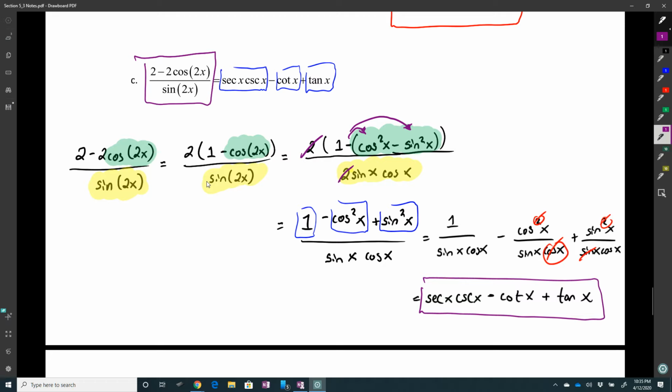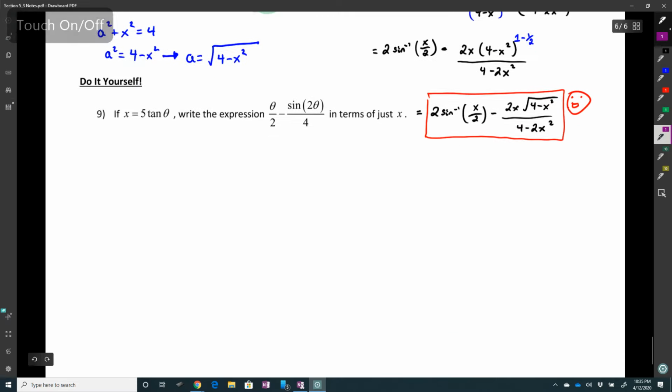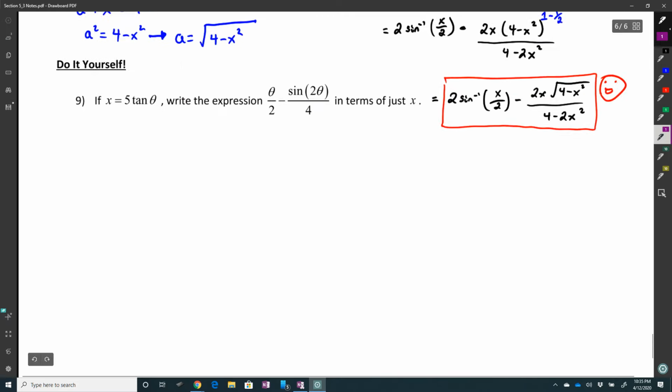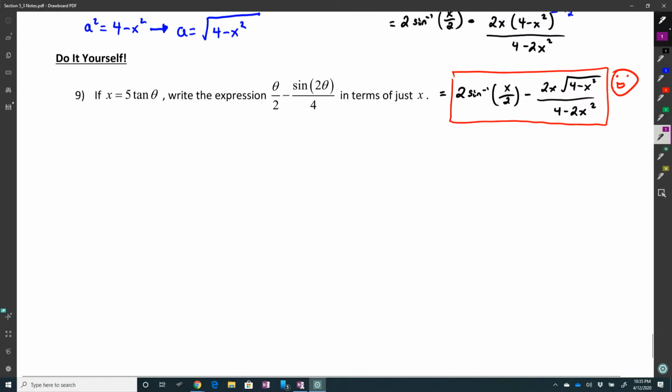All right, so hopefully you did okay on those. Let's go to the very last one, and then we are done with this. So this last question says, if x equals 5 tangent theta, write the following expression in terms of x. So the first thing you do is rewrite it: tangent theta is x over 5.